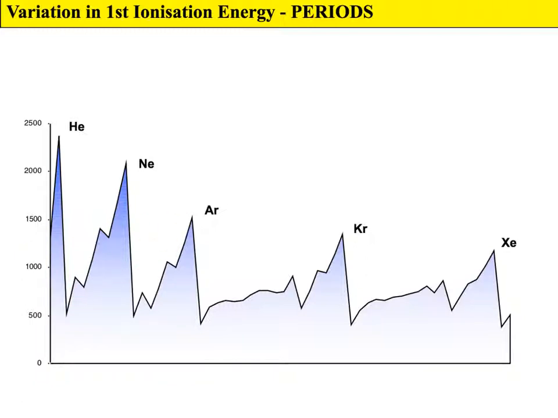But you can see the general trend across a period. So here is the start of period 2. There's lithium all the way to neon. You can see generally it increases, but you have these 2 anomalies. And then here's period 3, starting with sodium to argon, again generally increases with these 2 anomalies. And you can see that the trend is as you go from period 1, period 2, period 3, there's generally a decrease in first ionization energy.